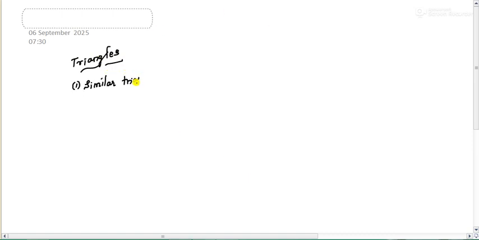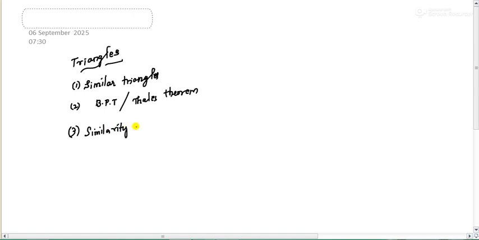Yeah, so the topics are similar triangles, then we have BPT, basic proportionality theorem. It is also known as, yes, you can speak. BPT is also known as Thales theorem. Okay, and then we have similarity criteria.